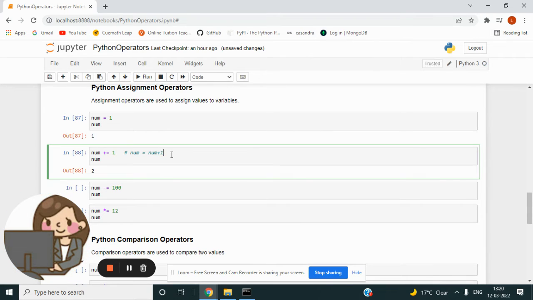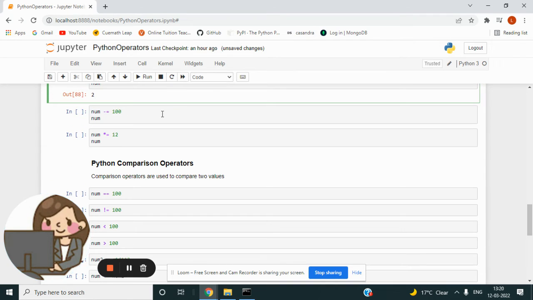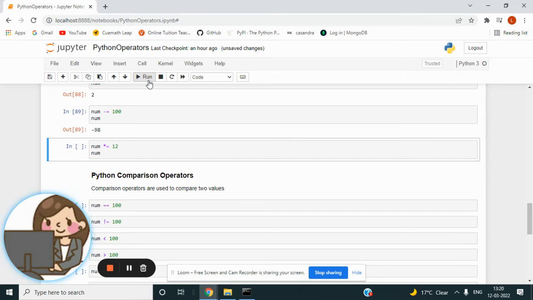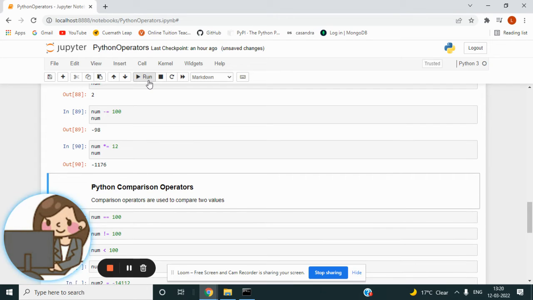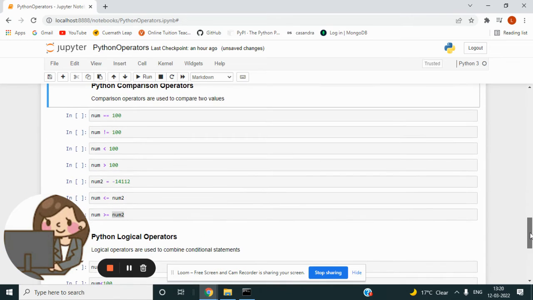So it is a shorthand representation of this operation. This is how it is mentioned in a shorthand manner. Similarly, this can be done for subtraction, multiplication, division, and everything else. Finally, the value of num is minus 1176. It is some negative value.